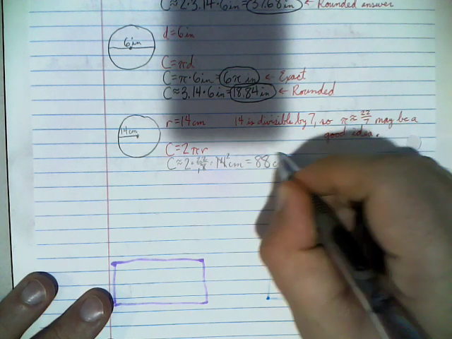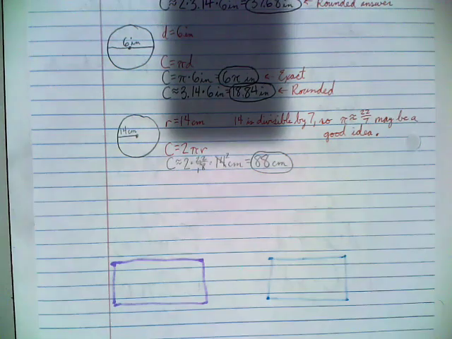And the units are centimeters. So by using the 22 sevenths, when you have a radius or a diameter that are divisible by 7, can allow you to get nice whole number answers, rounded answers.